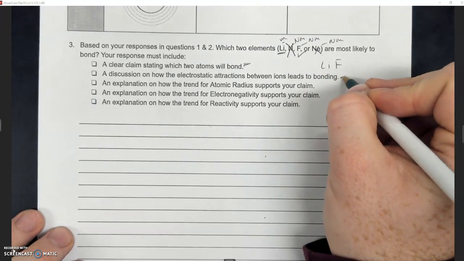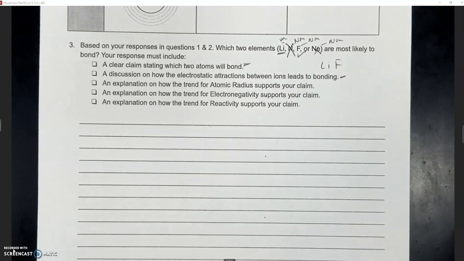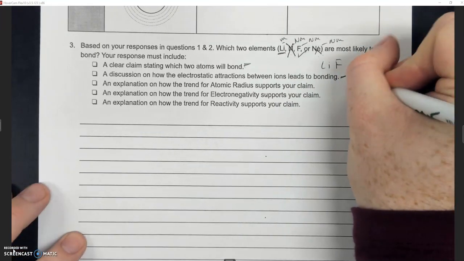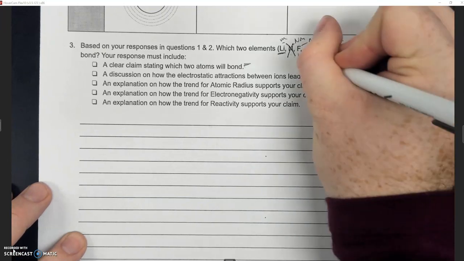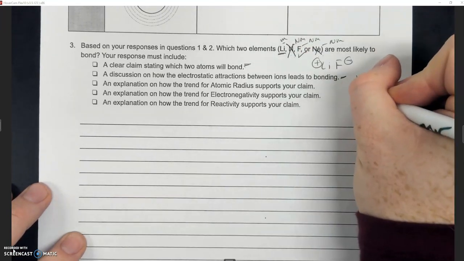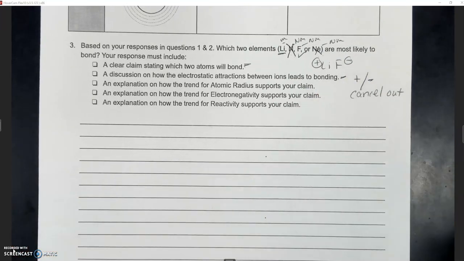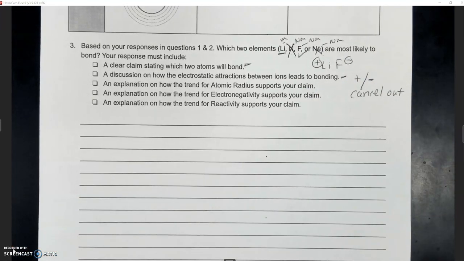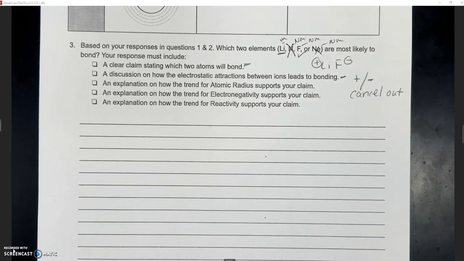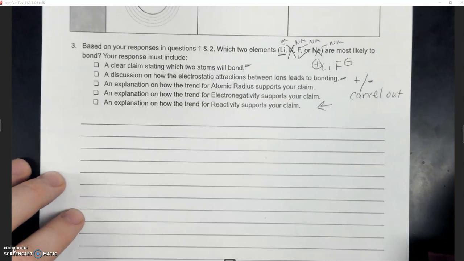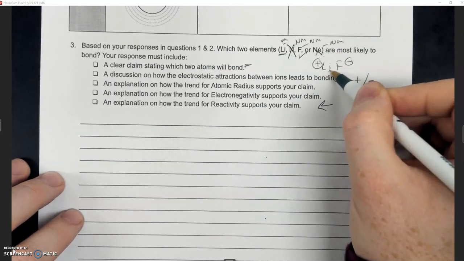Discuss how electrostatic attractions lead to ionic bonding. Electrostatic attractions mean the positive interacts with the negative. This is the negative, this is the positive, so that they cancel out. That's the whole point of that. Explain how atomic radius supports this claim. Well, the bigger the atom, the more reactive it is, okay? And atoms get much bigger as they go towards this side of the periodic table, which is where this is.